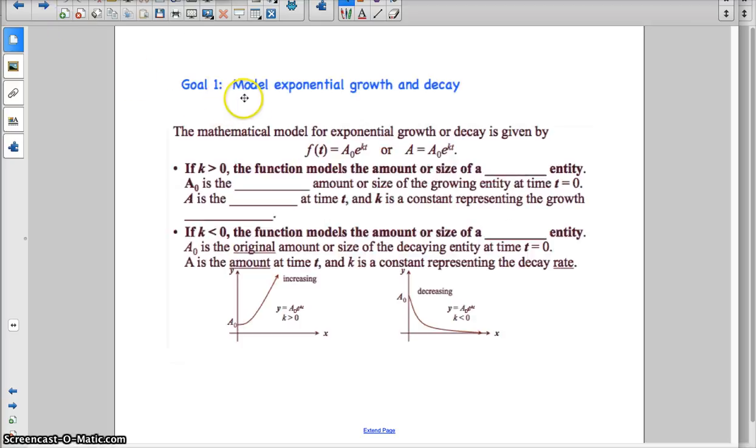So our first goal is to model exponential growth and exponential decay. The mathematical model for exponential growth is f of t, a function of time, equal to a sub 0. Remember, we discussed a sub 0, and we said that a sub 0 is our initial amount. In our exponential growth model, we have the initial amount times e to the k times t power, or A, our balance, equals a sub 0 times e to the kt power.